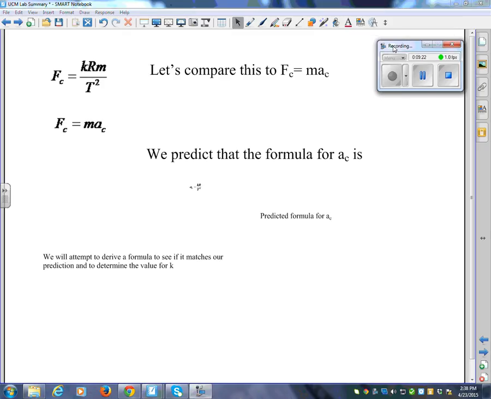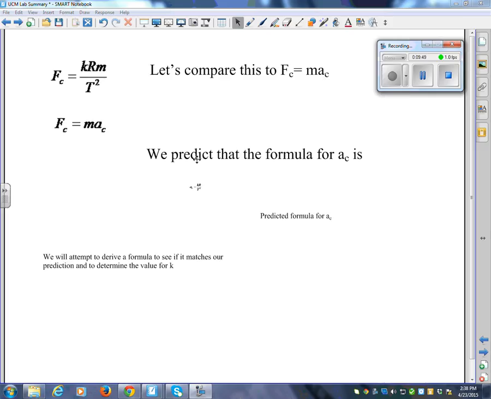So what I'm going to do now is we're going to move towards finding a value for k. So Fc equals krm over t squared. If you compare that to our old favorite F equals ma, what do the C's stand for here? Centripetal. Centripetal force is equal to mass times centripetal acceleration.